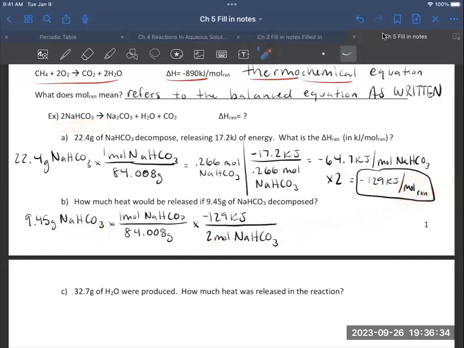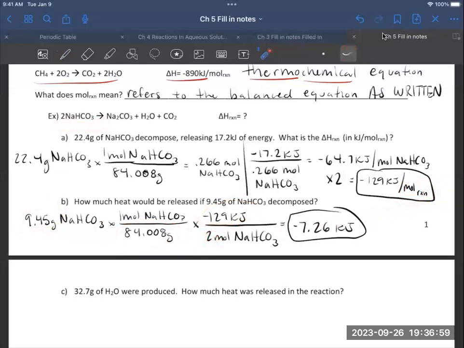This is the most common mistake that people will make: they forget to use the coefficient from the balanced equation down here, so make sure you're paying attention to that. So in your calculator, you're going to do this number divided by 84.008, and then times negative 129, hit enter, and then divide by 2, and then you'll get your final answer. And so this is going to tell us negative 7.26 kilojoules.